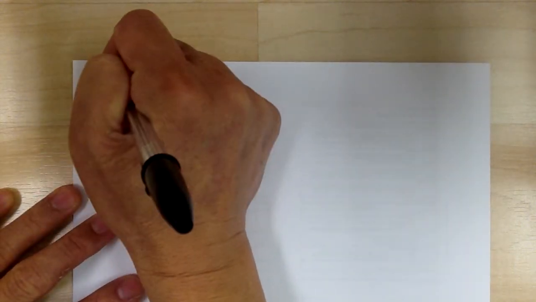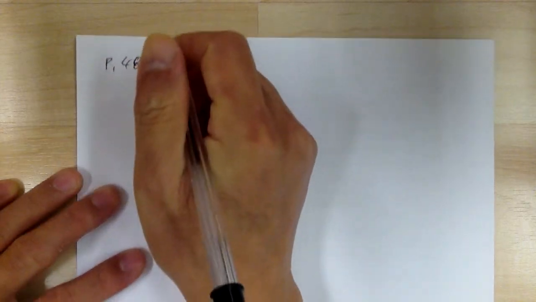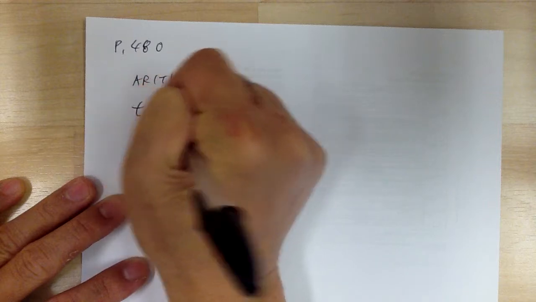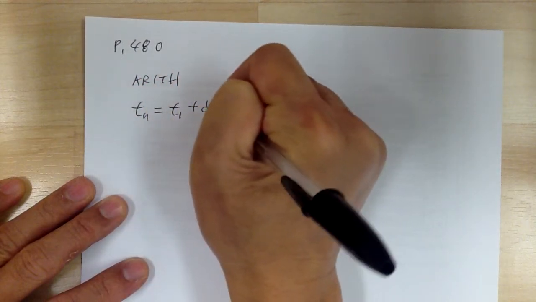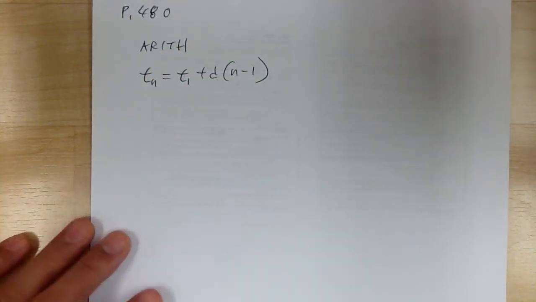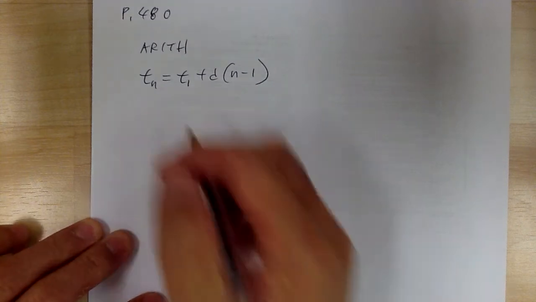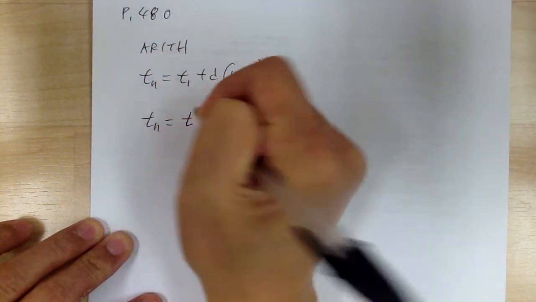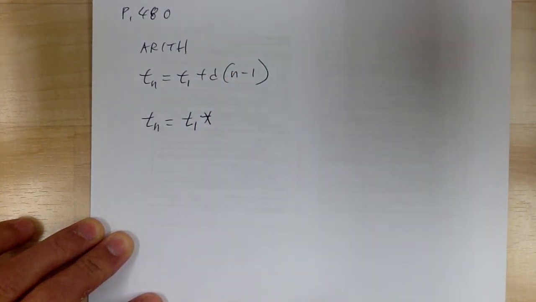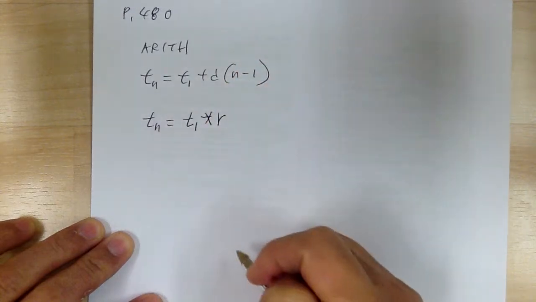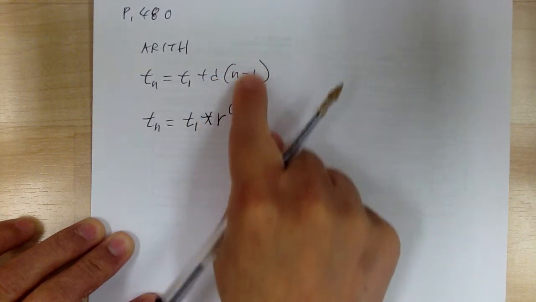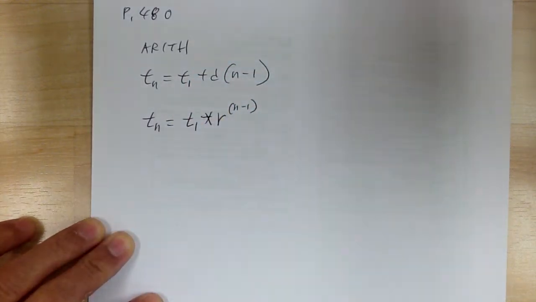Okay, so on page 480. So for arithmetic sequence, we have t of n equal to t1 plus d times n minus 1, right? Now geometric is one operational order higher than arithmetic, right? So t of n would be equal to t1, okay? Instead of plus, you're going to get multiply. Instead of d, you're going to get r. Instead of multiply, you're going to get exponents. Okay, that's the reason I write it this way, so that we can see the similarity between the two.